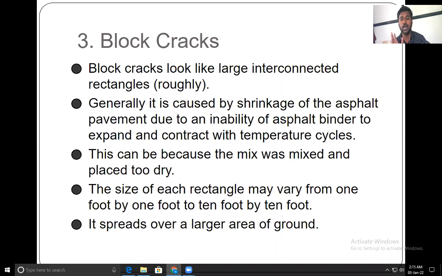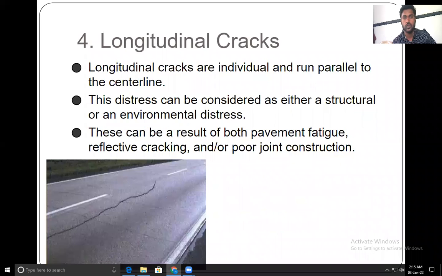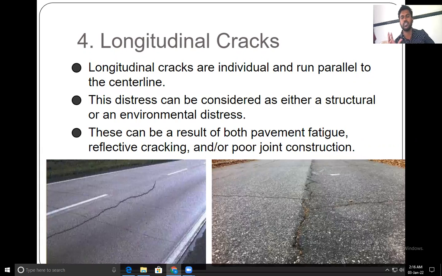It spreads over a larger area of the ground. That may be 1 by 1 feet, and may extend up to 10 feet by 10 feet. So it looks like blocks on the road, so it is named as block cracks. So according to the shape, according to the nature, according to the causes of the failure, the cracks are divided. So next is the longitudinal cracks.